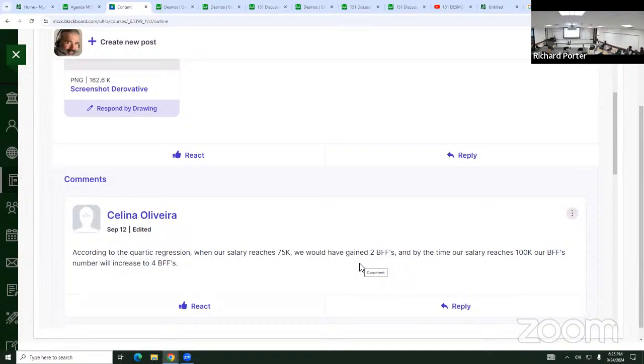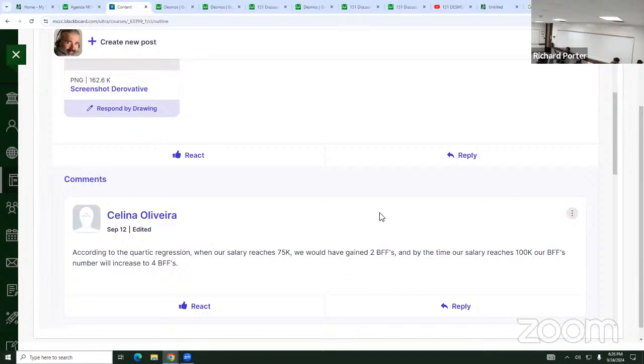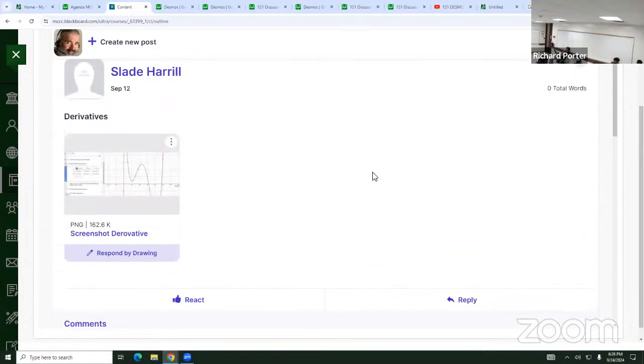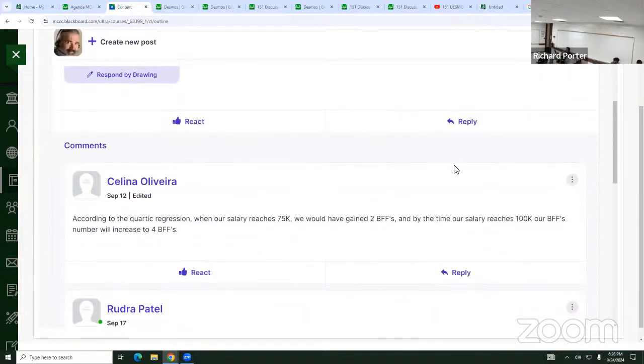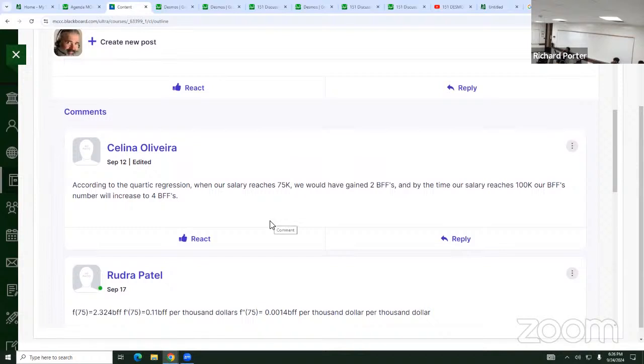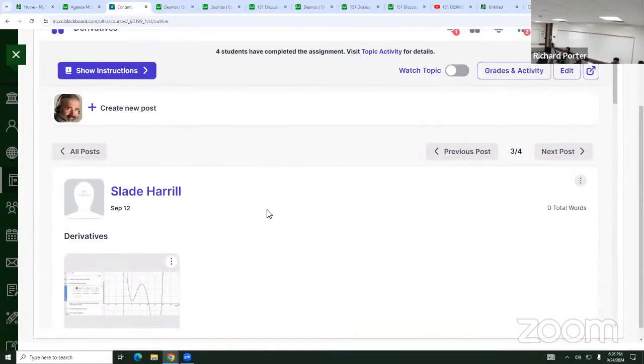According to the report, when our salary reaches 75,000, we would have gained 2 BFFs, and by the time our salary reaches 100,000, our BFFs number will increase to 4 BFFs. Last time you said this was limits, but she wasn't here. She wasn't in the class last time, so she just submitted. And this is not right. You're not going to lose points for it. She's going to lose points though, because this is wrong. Well, it's not wrong, she's just talking about 75 and 100, but we're done with that.